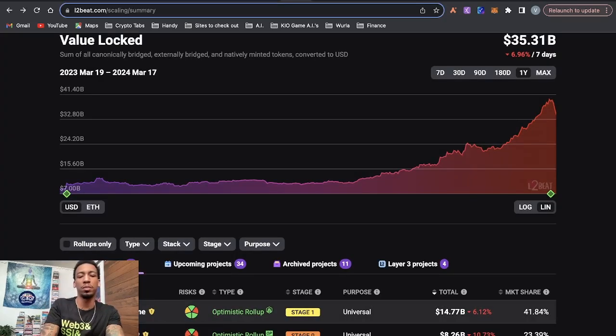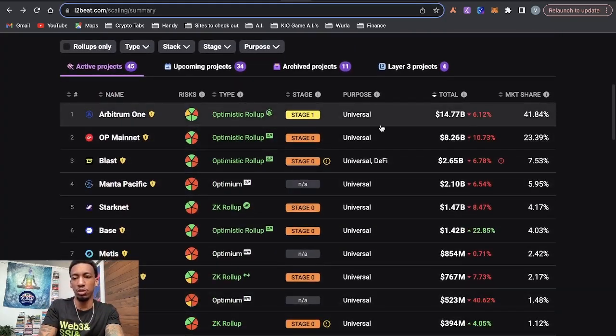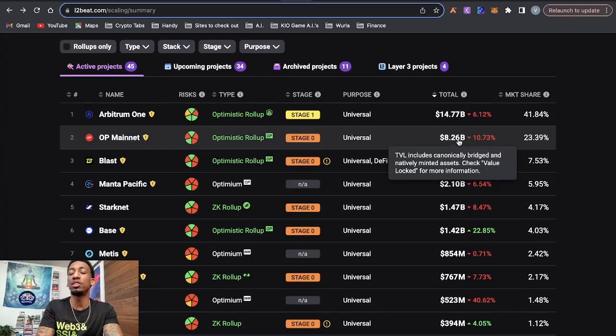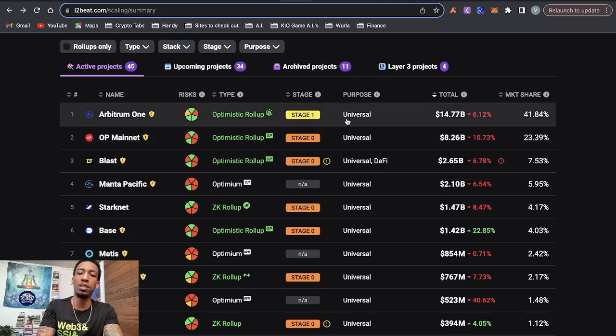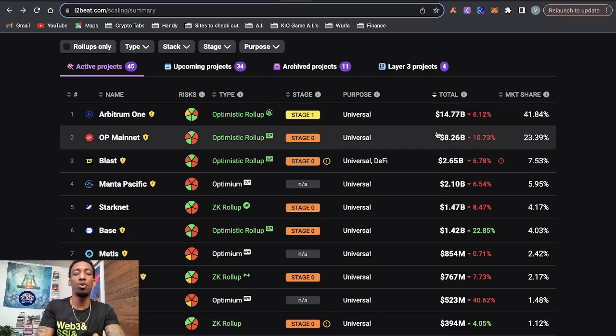My next investment is Optimism. You can see Optimism has an $8.2 billion TVL, pretty significantly behind. It's a significant gap between Arbitrum, but you have Coinbase building their Base chain on Optimism. You have a lot of other building happening on Optimism as well. And just the fact that Coinbase chose to build on OP versus Arbitrum, even though there's a difference in the TVL, it still says a lot.